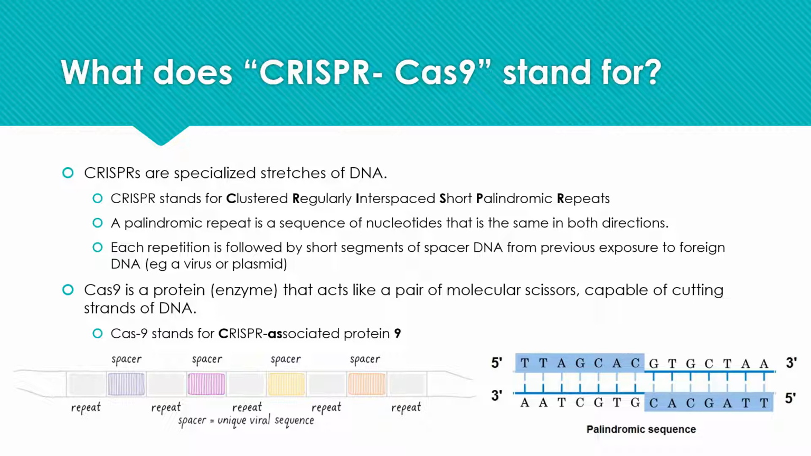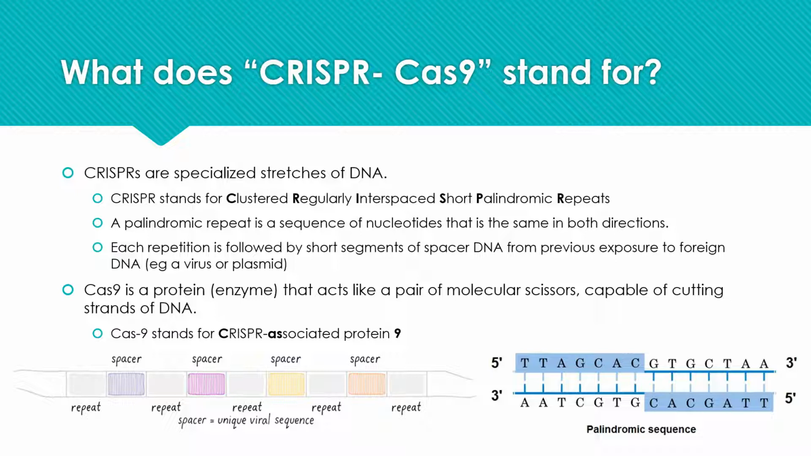So the repetition is followed by the spacer DNA. That's the DNA that's been inserted to space out the repeats. And it gets inserted once the bacteria has been exposed to viral DNA and that sample's been taken. So the sample gets taken and it gets inserted as a spacer between some repeats. So that's what a CRISPR is.